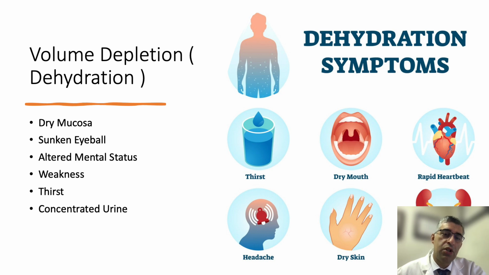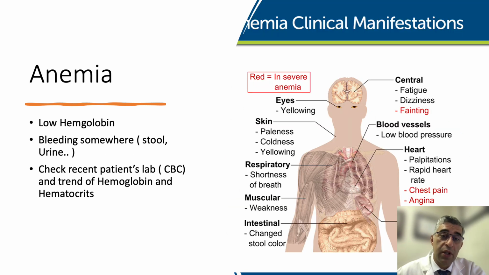The other cause can be volume depletion. It can be because the patient has lost fluid, like vomiting, diarrhea, or not eating and drinking enough. Again, in our assessment, we're looking at the mouth and the mucous membranes to see if they're dry, we look at the lips, we look at the eyes to see if there's a sunken eyeball. We're also looking at the mental status and whether the patient has weakness. We're looking at thirst, whether the patient is asking for water or asking to drink something. And we're also looking at the urine, whether the urine flow is very low or the urine is concentrated. These are the signs of dehydration.